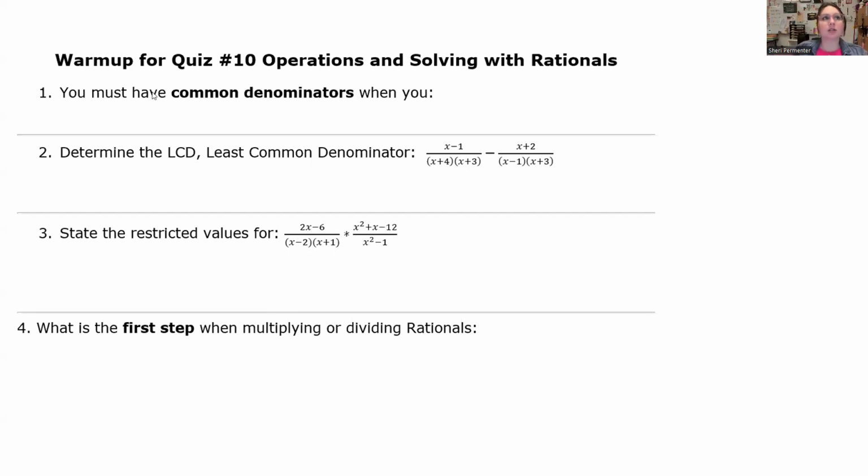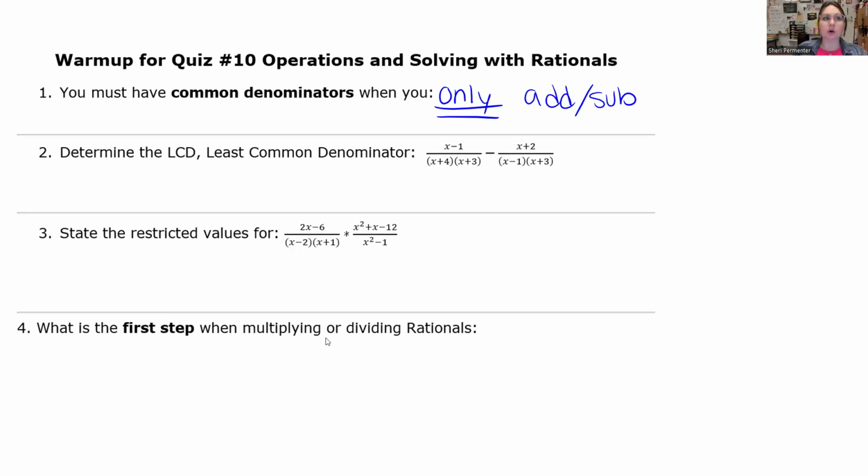The first one, you must have common denominators when you do what two operations only? Yes, only add and subtract. You do not need a common denominator to multiply and divide. Only add and subtract.